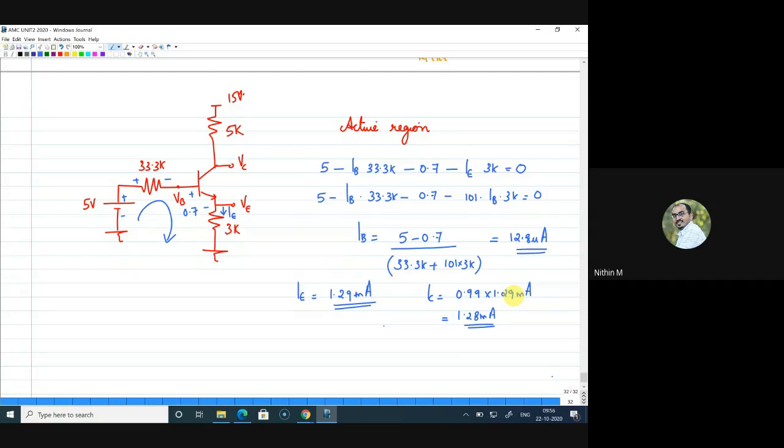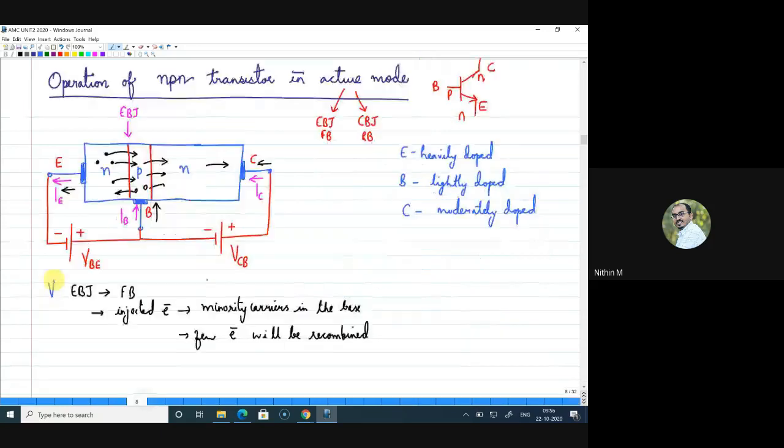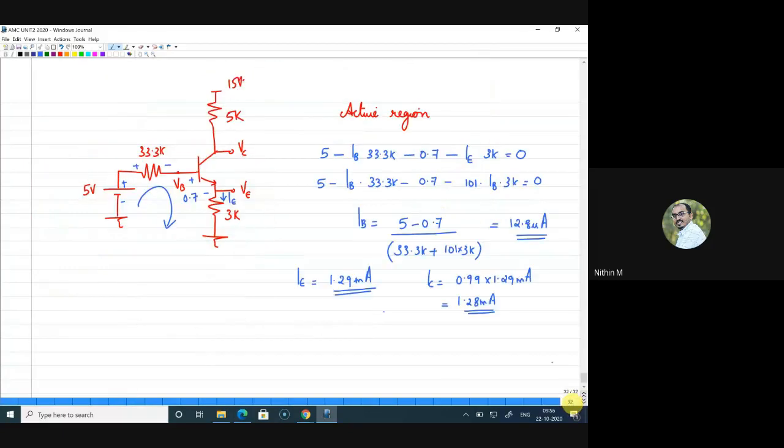Now with that you can find the voltage VB. How will you write the voltage VB? VB voltage is 5 minus current through 33.3k, which is 12.8 micro into 33.3k. Now what is VC voltage? VC voltage is 15 volts minus IC, 1.28 milli into 5k. And VE, once VB is there, you can write VB minus VBE, or you can write IE into 3k. Either way, you can find the voltages.